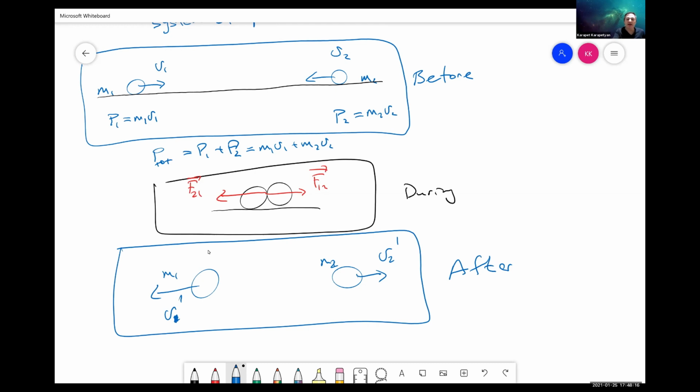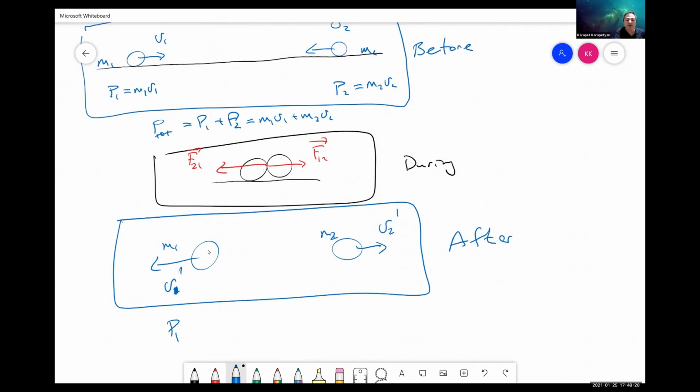Okay. And then what I can see here is this. This is my total momentum after collision. I'm going to put prime, which means this is M1 V1 prime plus M2 V2 prime, where V1 prime is the velocity of object 1 after the collision. V2 prime is the velocity of particle 2 after the collision. So this is P total prime, which is the system momentum after the collision.